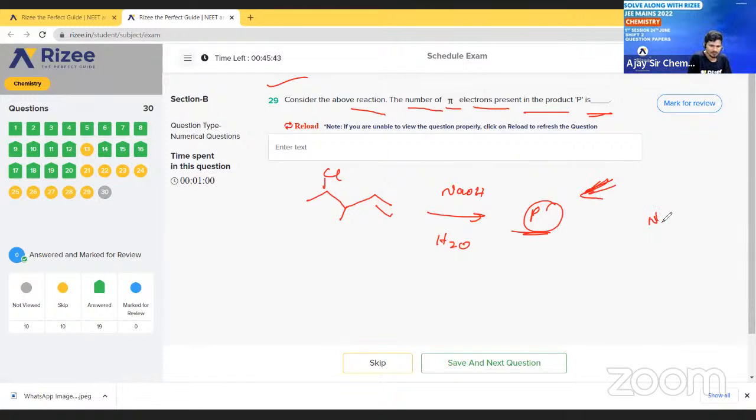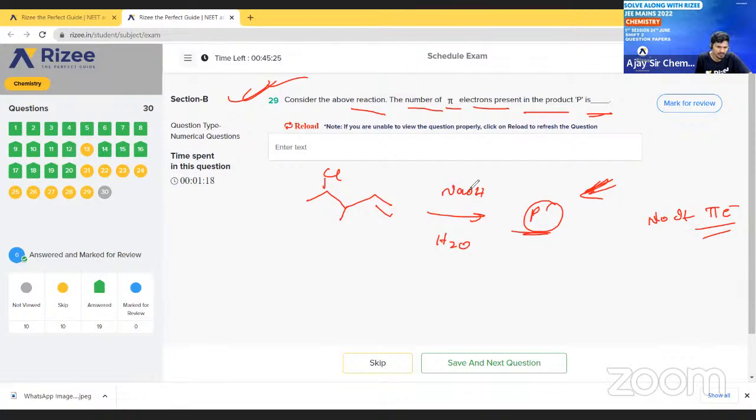how many pi electrons, not pi bonds, pi electrons. This is very important, you have to know. So how many pi electrons are there in this reaction? So what will happen here?